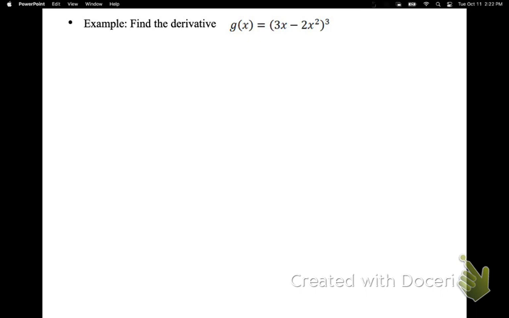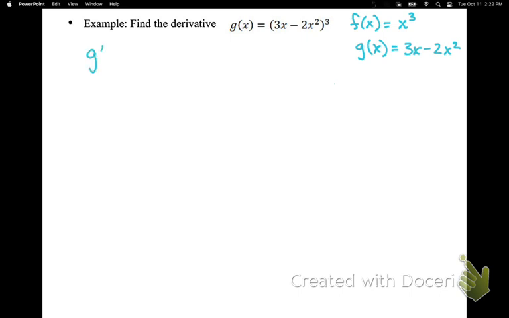Okay, so what is the outside? What is the inside? What is f of x? We'll say f of x is the outside. Cubed. So it'd be like x cubed. Yes? And what is the inside? 3x minus 2x squared.